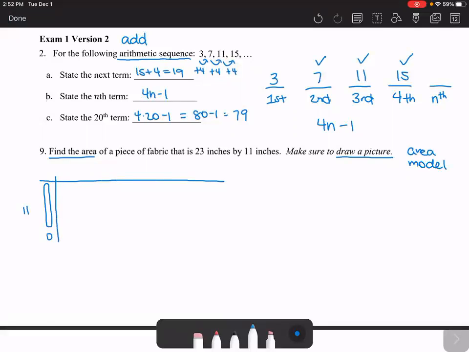And then I'm going to have 23 here on the top. So I put a little multiplication symbol there. You don't have to. It just makes it easier so you know what you're doing. So that's 2 longs and 3 units. Okay, and that's 23. You also don't have to label these sides. It just makes it easier to see what's going on.